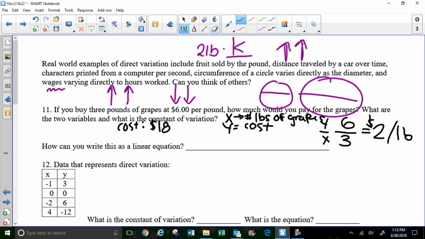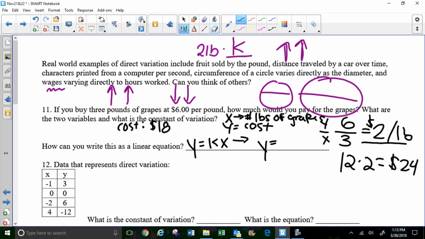So if I'm having a huge, I don't know, bridal shower or baby shower, and I need a ton of grapes, I'm going to get 12 pounds. How much would I spend? We can use the same constant: 12 times 2 is going to cost $24. Maybe I want to get blueberries instead. So how can you write this as a linear equation? Remember that direct variation is y equals kx. Well, we know that k is 2. The constant is $2 per pound. So y equals 2x.